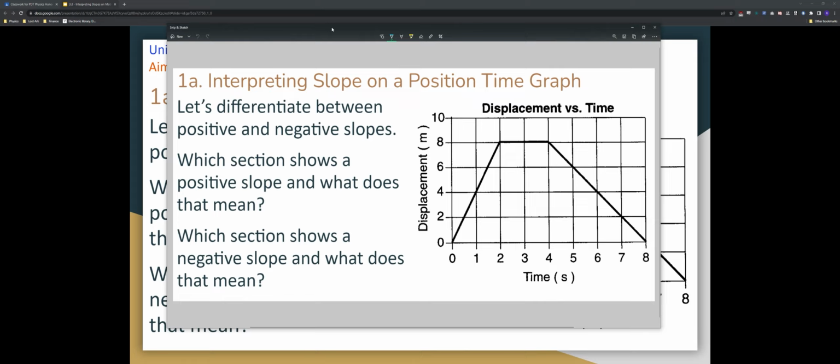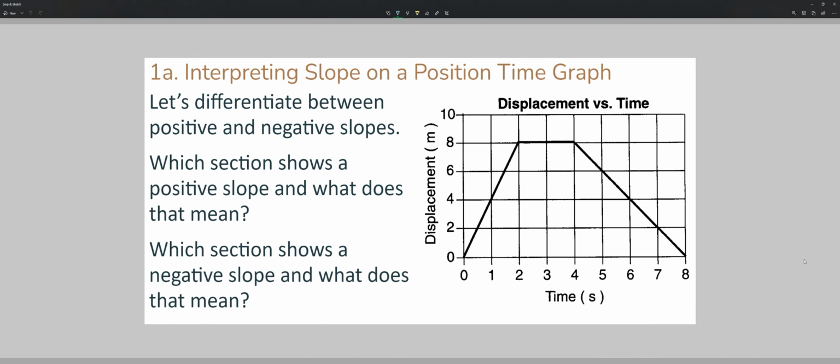But let's first talk about, what is this graph telling you? At 0 seconds, my position is 0. At 1 second, my position is 4 meters. And at 2 seconds, my position is 8 meters. At 3 seconds, my position is still 8 meters, and at 4 seconds, my position is still 8 meters, because I don't move anywhere.